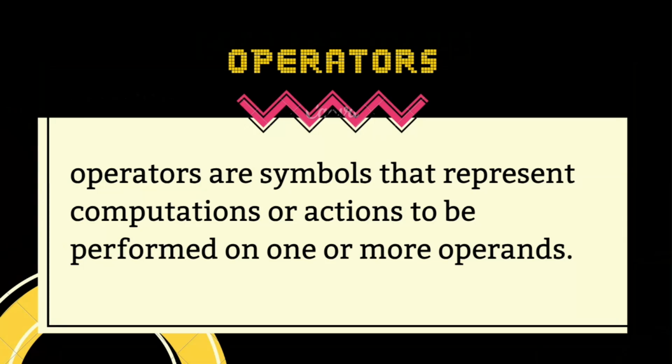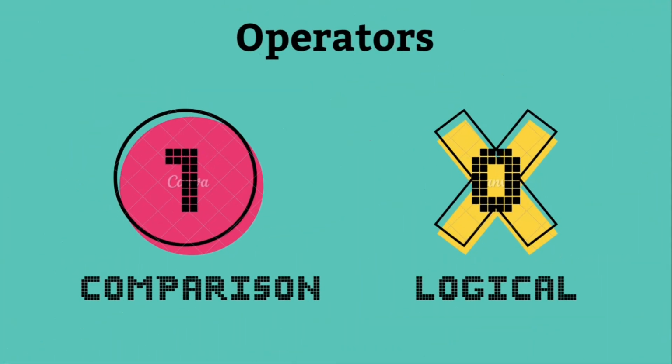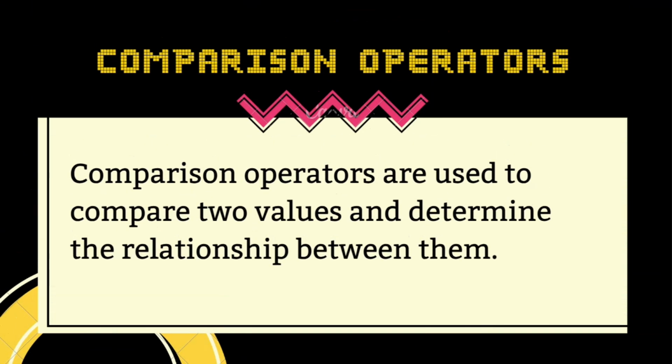Now let's talk about operators. Operators are symbols that represent computations or actions to be performed on one or more operands. The most important operators in C are comparison operators and logical operators. Comparison operators are used to compare two values and determine the relationship between them. They return a Boolean value, true or false, based on the comparison result.